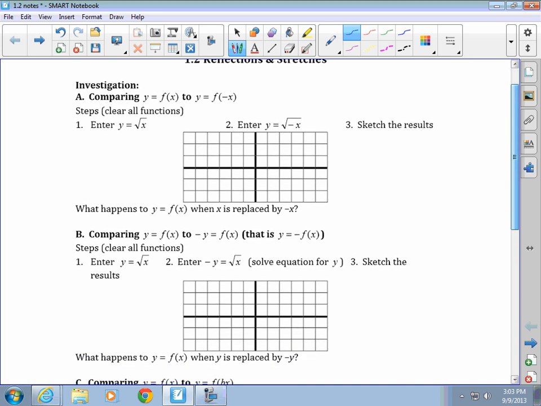So in A, if you compare the graph of y equals f(x) to y equals f of negative x, we're putting in a negative sign in there. That's all we're doing right now, just that sign switch. If you do on your graphing calculators y equals square root x, your graph is going to look something like that. Y equals square root x. This one. So if you do y equals the square root of negative x, it's just going to do this to your graph.